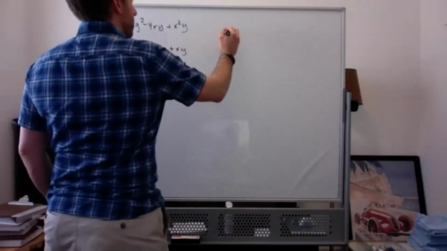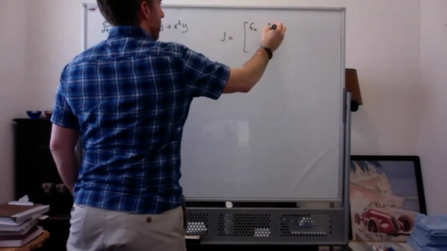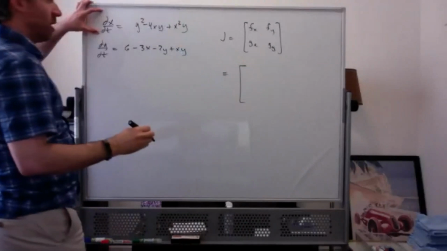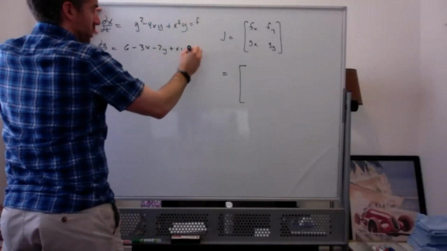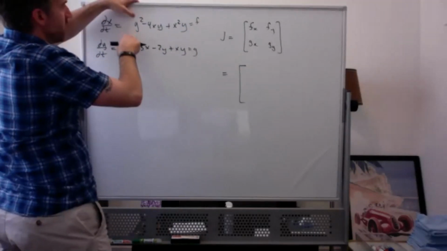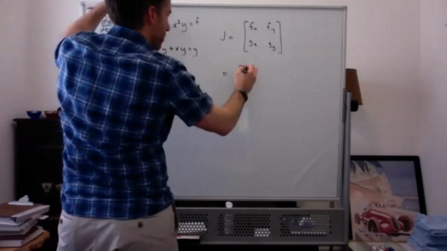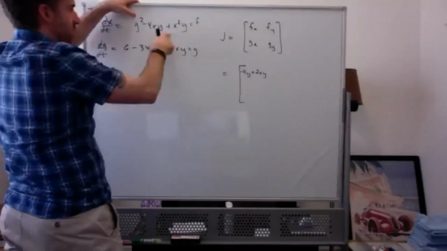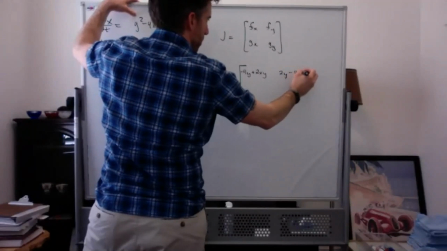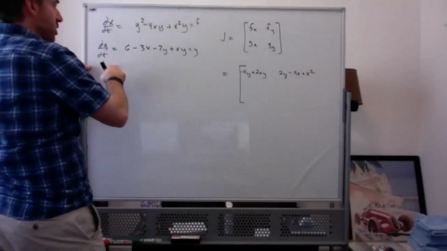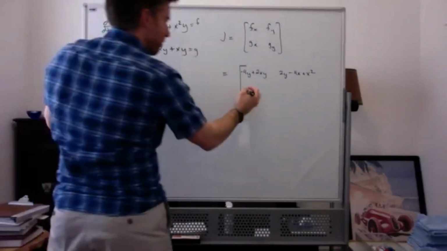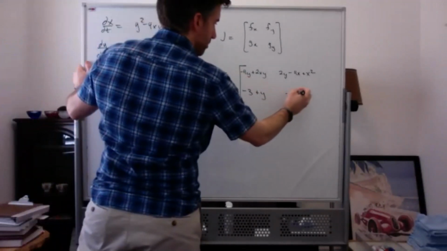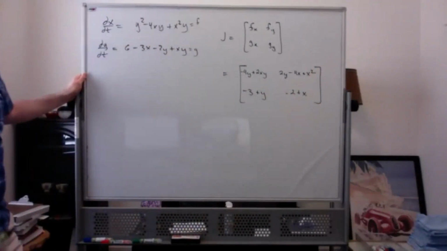So let's find the Jacobian matrix. Again, it's just fx, fy, gx, gy. So let's see. This is f, this is g. The partial of f with respect to x is 0 minus 4y plus 2xy. And the partial of f with respect to y is 2y minus 4x plus x squared. And the partial of g with respect to x is negative 3 plus y. And the partial of g with respect to y is negative 2 plus x. So that's our Jacobian matrix.